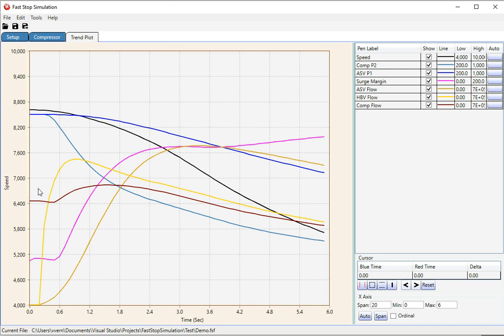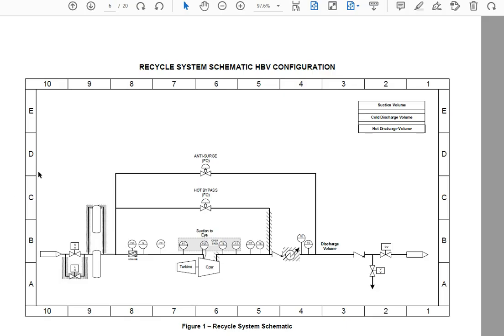So that is a crash course in how to design an anti-surge system on a centrifugal compressor for fast stops. And I actually do this for a living. If you think I might be able to help you evaluate your new machine or in-service machine, contact me through my website. Thank you.